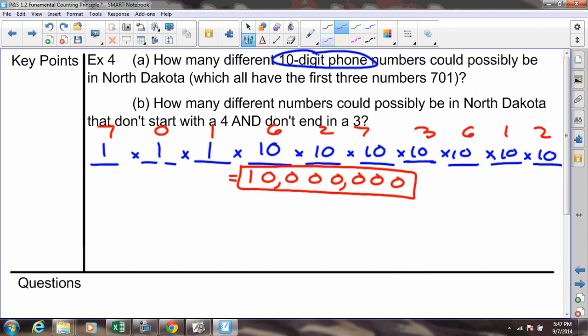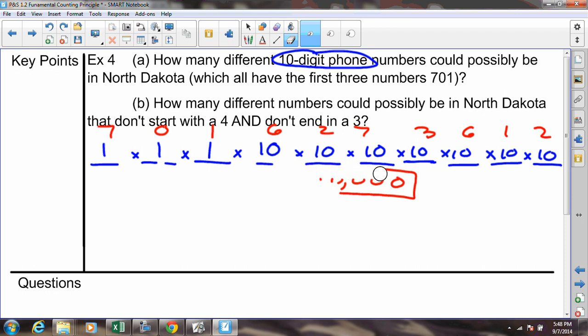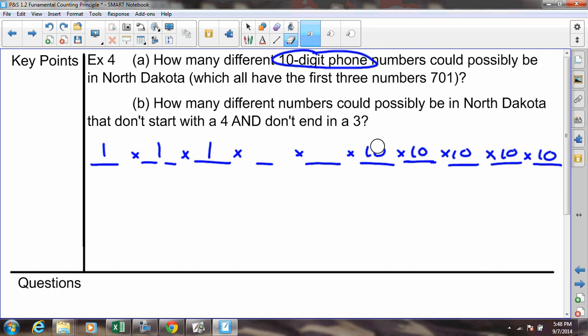Problem B is pretty similar. How many different numbers can be in North Dakota? But we have some added restrictions. Now we're putting in the restriction that it's still a North Dakota number, but we are putting in the restriction that it does not start with a 4 and does not end with a 3. So let's start considering these different pieces.